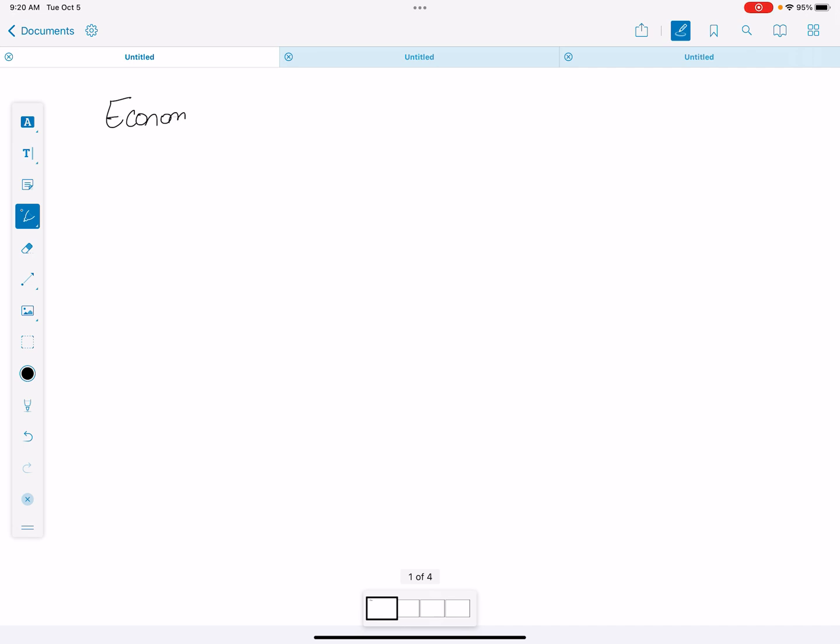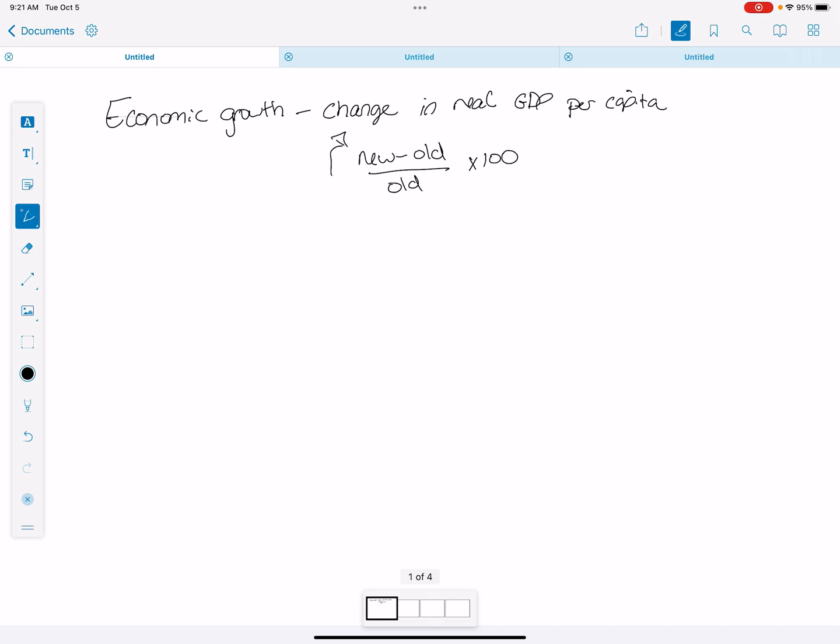So let's start with what is economic growth? So our definition of economic growth is what? It is the change in real GDP per capita. So if we have our real GDP per capita, then we can do our new minus old divided by old times 100. That gets us the change part. Okay. So we'll need to find the real GDP, we'll need to divide by the population, and then we can use our new minus old divided by old times 100.